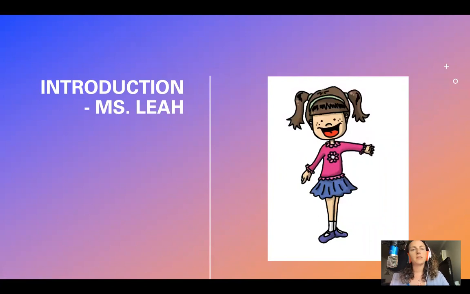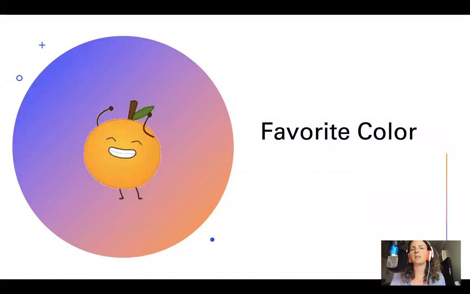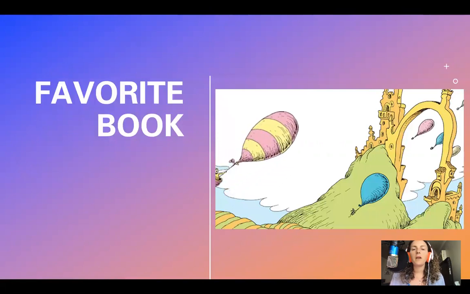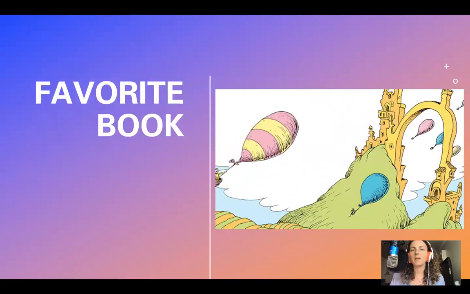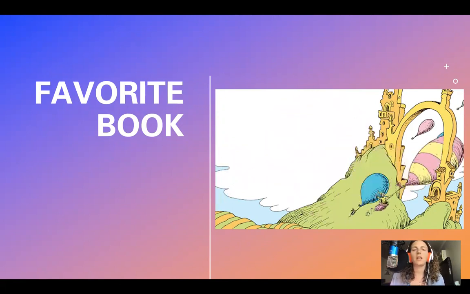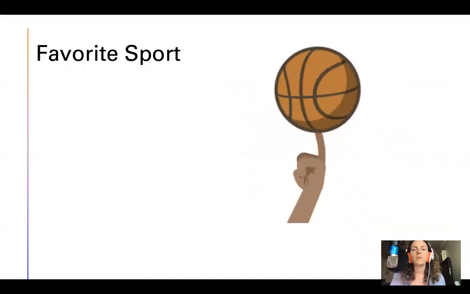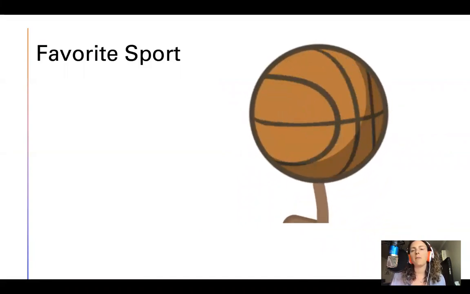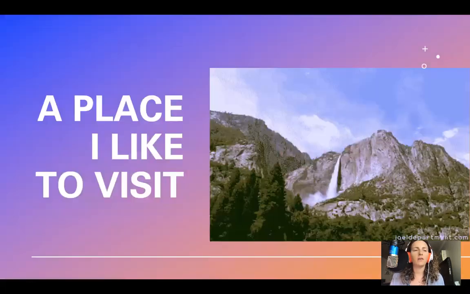So a little introduction. Hi, my name is Miss Leah. My favorite color also happens to be my favorite fruit. So you could engage the child by saying, what fruit is it? What color is it? My favorite book happens to be Oh, the Places You'll Go. You could talk about the book, potentially read the book with the child later. My favorite sport is basketball. Additionally, what you could do here is not name the sport, but just let the kid name the sport, depending on the age of the child.